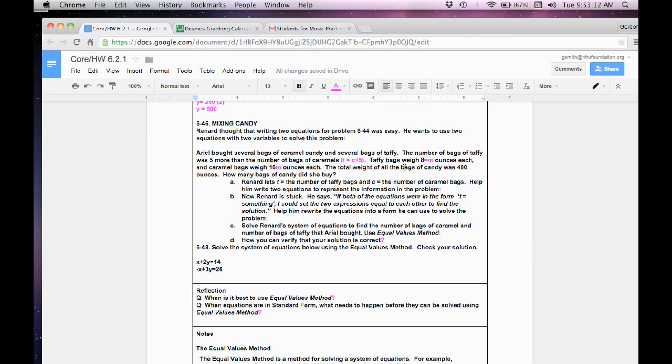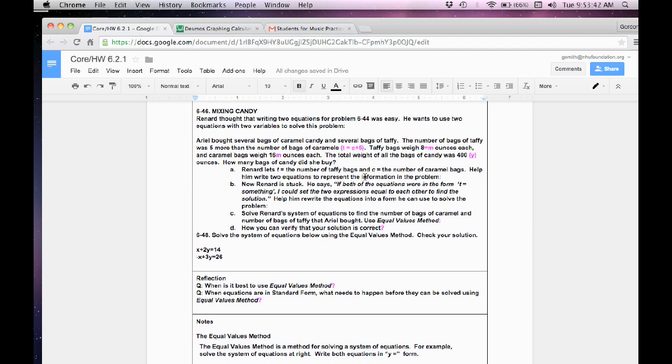Okay, the total weight of all the bags was 400 ounces. So, when we talk about a total, we're talking about a Y, not a y-intercept, just a Y. So the whole thing is going to be equal to 400. Okay, so how many bags of candy did she buy? Renard lets T equal the number of taffy bags and C equal the number of caramel bags. Help him write two equations to represent the information in the problem.